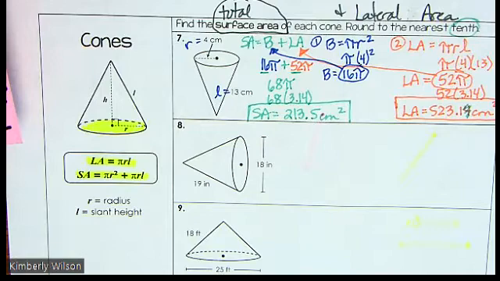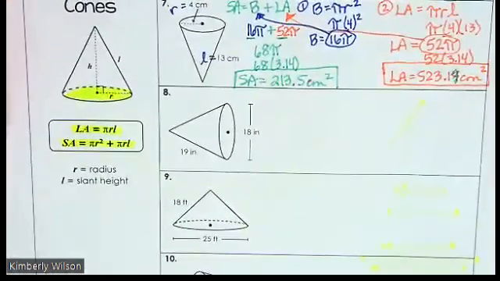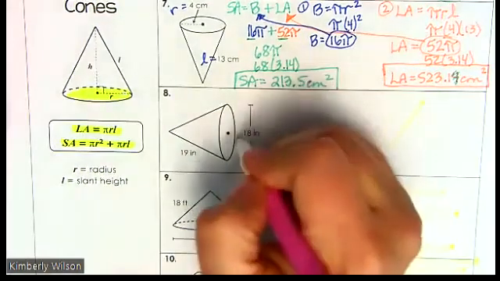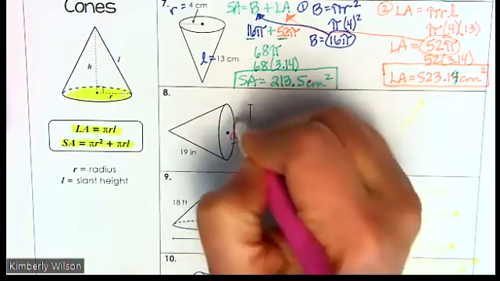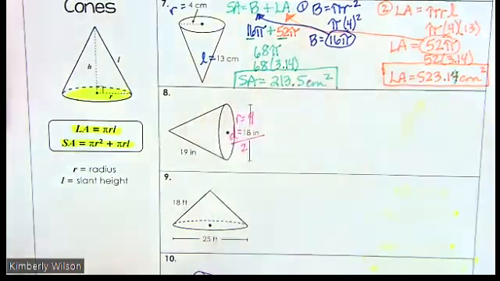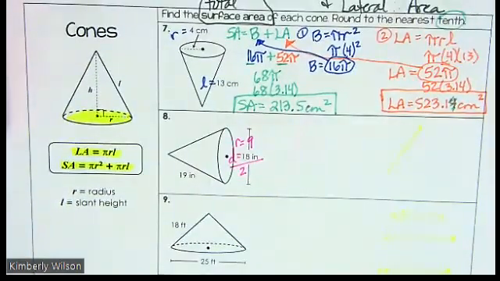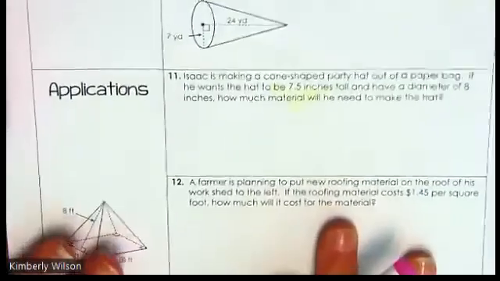The only difference between numbers, not number 9, sorry, number 8, number 7 and 8 is the fact that it gives you the diameter, which means I have to divide by 2 to get the radius of 9. That's the only thing different. And then you work it the exact same way. All right, moving on to number 11.